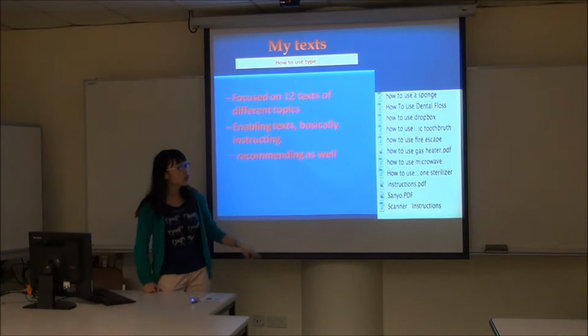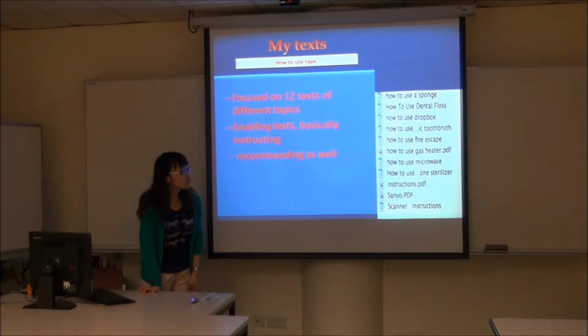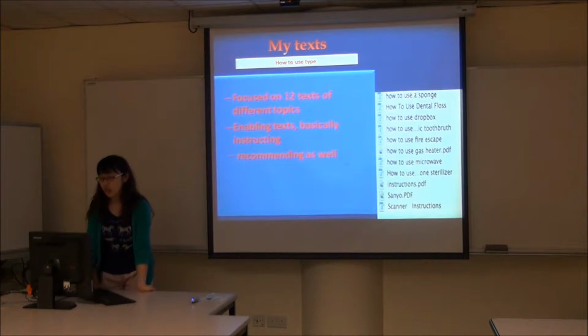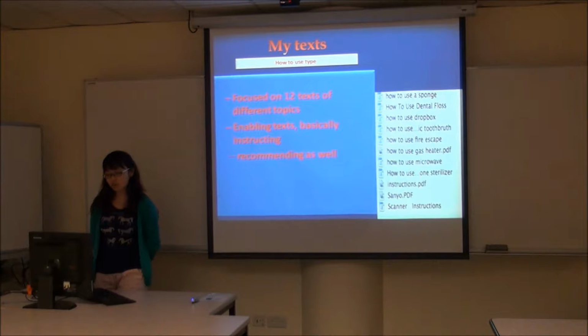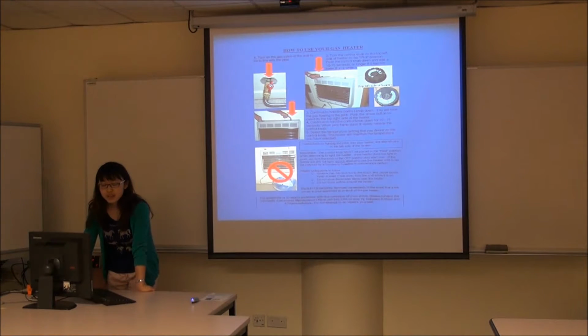Here's a snapshot of my texts. Here are only 11 texts, and one will be seen later. You see, all of them are the how to use type: how to use sponge, how to use dental floss, how to use Dropbox, etc. And here's an example of my text, how to use a gas heater. In the picture you can see a lot of numbers and a lot of imperative clauses.